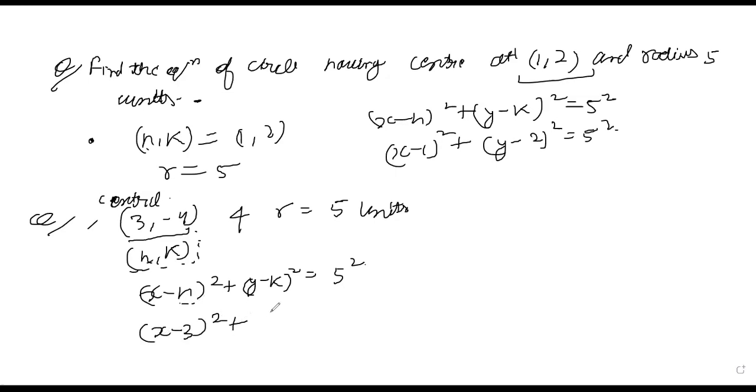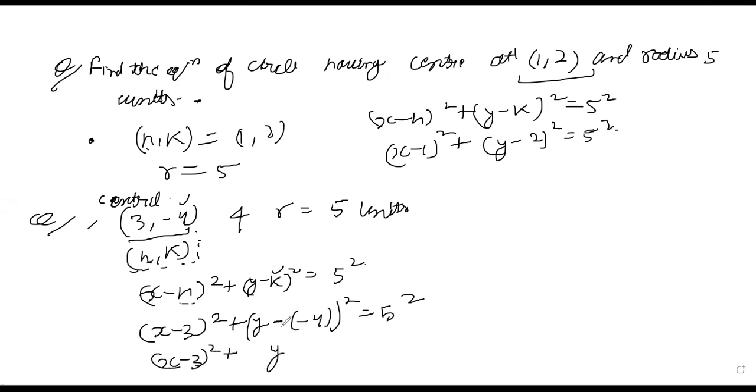In place of k, what will we put? Minus 4. Remember, in case of this k, the value is given as minus 4, so we will put the value minus 4, like this. Never confuse between the negative and positive sign. So x minus 3 whole square plus y.